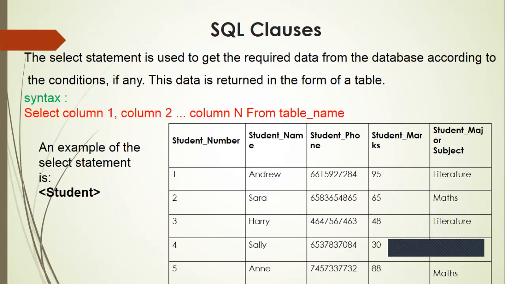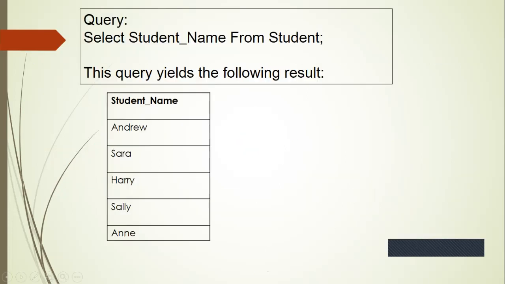So how do you write the query for this? Select student number, comma student marks from student. So output you get 1, 95, 2, 65, 3, 48, 4, 30 and 5, 88. So here one more query where if you want to display the student name in the output, the query you have to write is select student name from student.